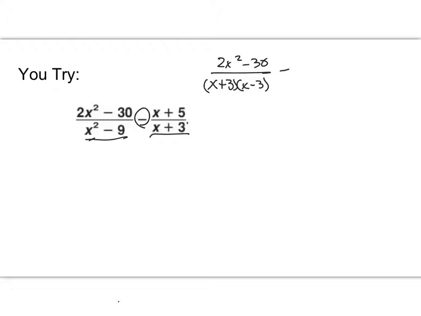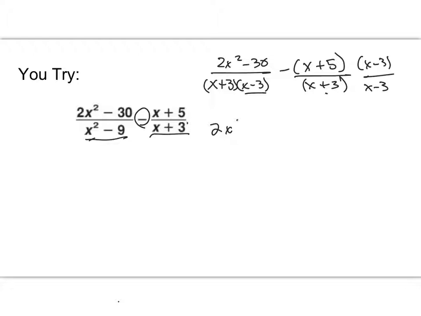Here I have my minus sign, so be careful. You have to distribute that to the top. And you can see here that you're missing x minus 3 over here. So you need to multiply the top and the bottom by x minus 3. All right, we'll rewrite that.